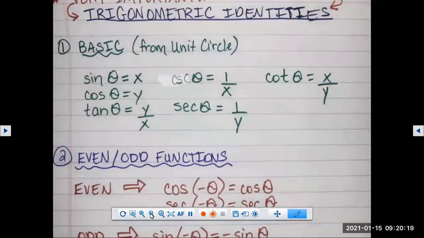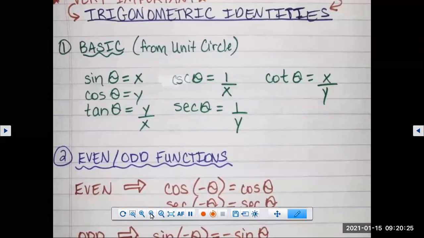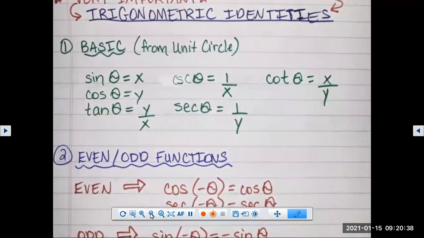If you will memorize these, it's going to greatly help you. You can work through your problems quicker, especially when we get to chapter 5 and we start proving identities and manipulating problems. If you plan on taking calculus, you'll have to use trig identities a lot in calculus.